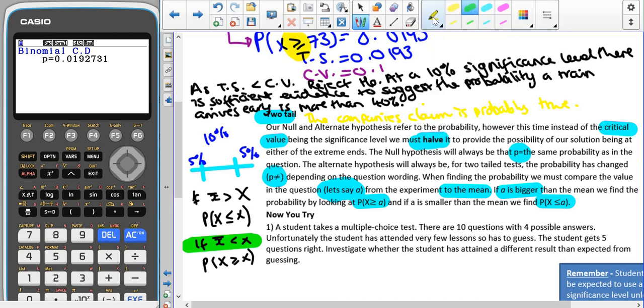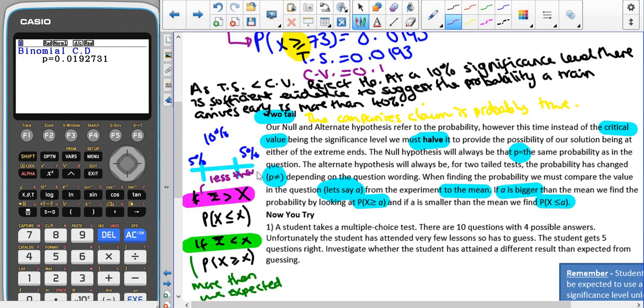So if we have more than we expected, then we're looking at greater than or equal to. And if we have less than we expected, then instead we are going to look at less than or equal to. So this is less than expected. And remember that expected is just another word for the mean in real life context.